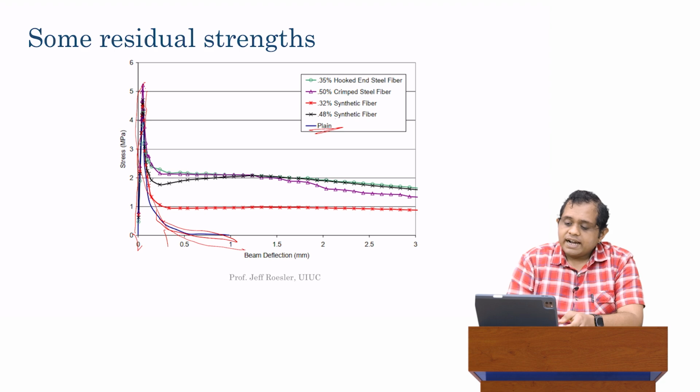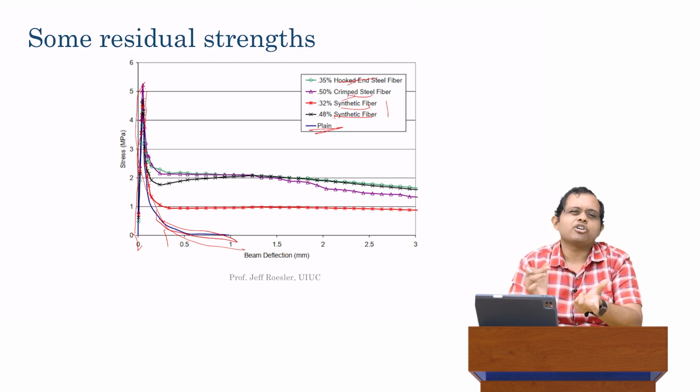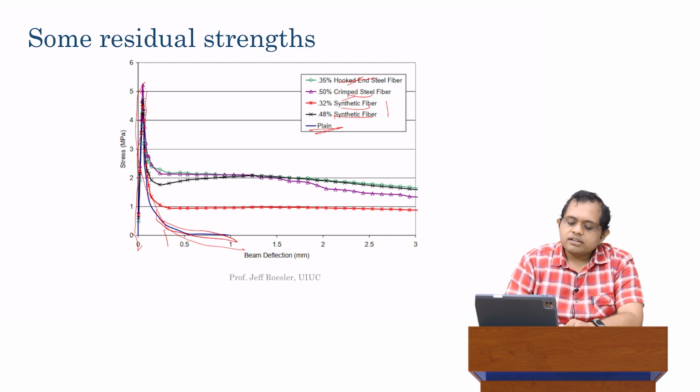But once you start adding more fibers, so here is different percentage of fibers as well as different types of fibers. You can have some synthetic fibers, you can have some crimped fibers, hooked fibers, different geometries of fibers. You clearly see this very large post-peak behavior which forms.